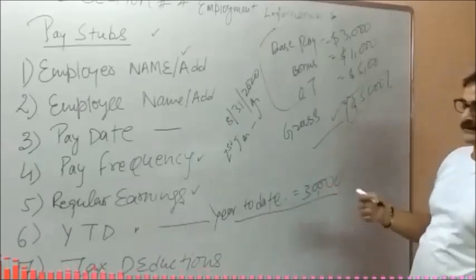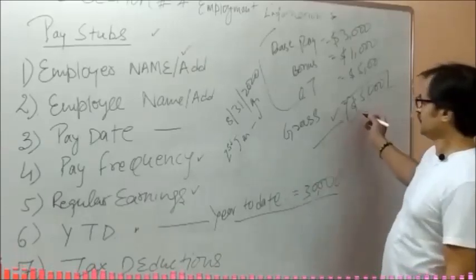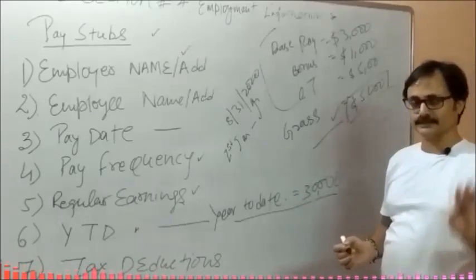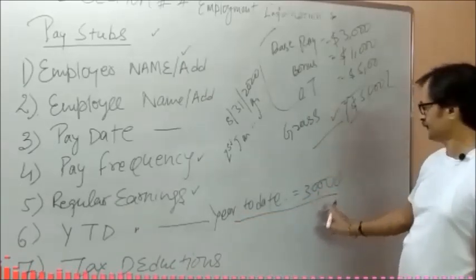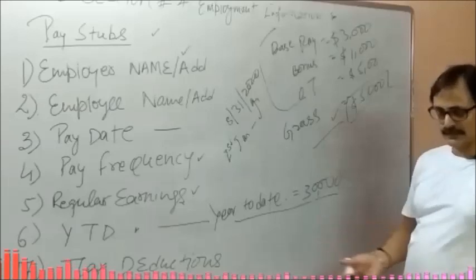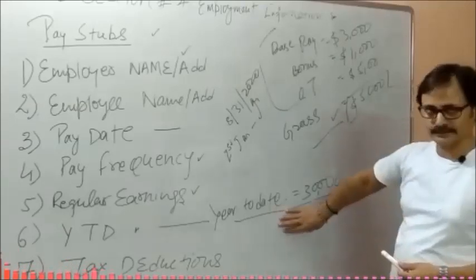We will get to know, and we can ask, if he is being paid 5,000 as a fixed income per month, why is his year to date income 30,000? Because it should have been 40,000. That is why we always need year to date income here.